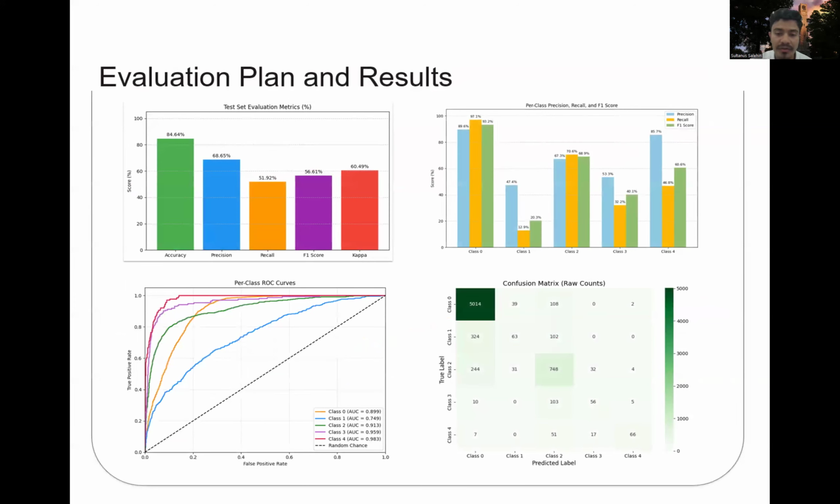And these are the final results for our RetinoNet. You can see the ROC curve per class. For class 1, it does not perform that well, but for the other 4 classes, it performed really well. And for precision, recall, and F1 score, we can see the per-class precision, recall, F1 score, and also the overall test set evaluation metrics where we calculate accuracy, precision, recall, F1 score, and kappa score. The confusion matrix is a bit confusing for us as well, because for different classes it gets confused, and for class 0 we had more images. That's why it looks a bit distorted.